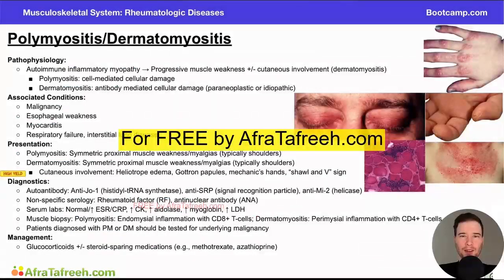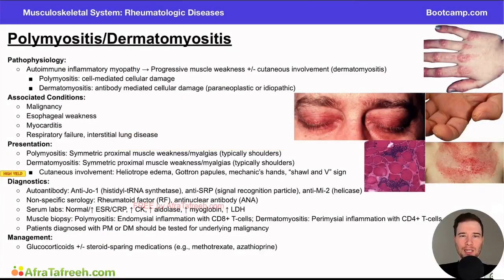Welcome back, everybody. David here again with Med School Bootcamp. So in this next video, we're going to talk about two separate but similar conditions called polymyositis and dermatomyositis. Now, these are types of idiopathic inflammatory myopathies, or muscle conditions, that can lead to inflammation and progressive weakness.